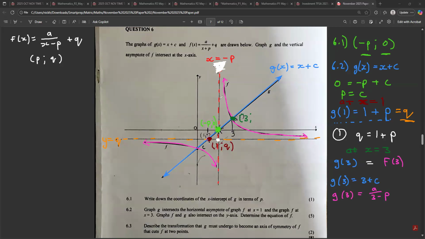Wait, where's the pink one? I should write it here. It's going to be plus p. Okay, so let me just write in pink here: f of x is equal to a over x plus p plus q. So we can refer to that. Okay, so that's plus q, right? So these two are equal to each other.